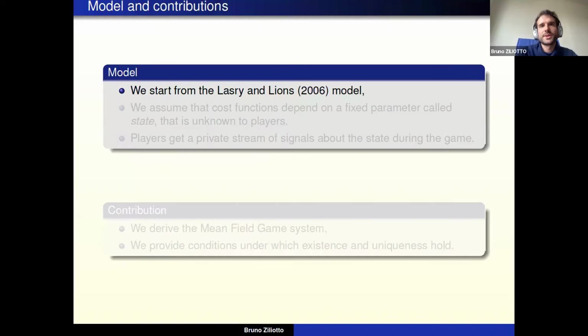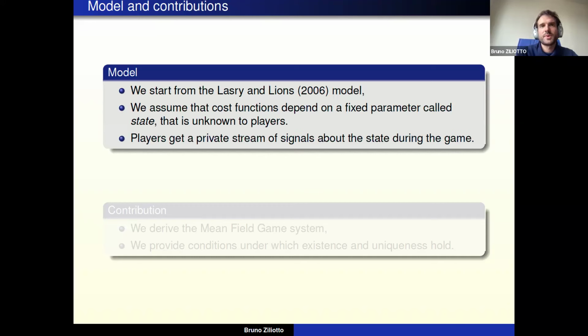So what do we do? We start from the classic Lasry-Lions model, and we will add just one thing. It is that the cost function will depend on some parameter that is fixed. So it is not time dependent. It is not action dependent. We will call it the state, and it's not known to players. So they don't know the state, but they observe some stream of signals about it. Private signals, each small player has their own signal. And then they play the classic mean field game. Each has a position, and they have to choose their control.